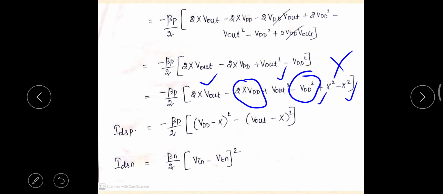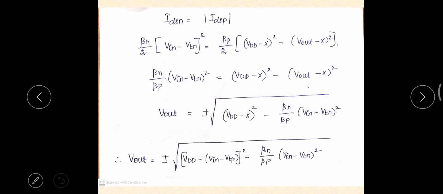Now NMOS is operating in the saturation region for the same region B. So the saturation current equation of NMOS is IDSN is equal to beta n by 2 into Vn minus Vtn the whole square. So generally I will say the procedure. The first step is we have to deduce IDSP and IDSN. After getting the expressions of both, we should equate both the currents. That is step number 3, which means that the magnitude of IDSN and the magnitude of IDSP will be same. Even if there is a negative, it will become positive if I take the magnitude.